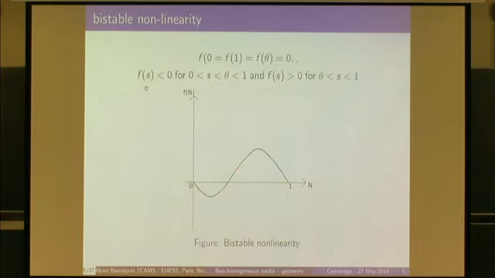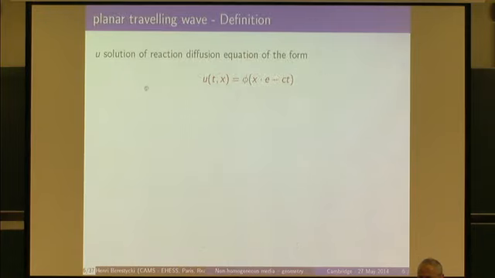Okay, so here is the bistable nonlinearity. I'm going to be interested in solutions which are between 0 and 1. f is negative from 0 to some value theta, I'm calling it theta here, and is positive after that. So theta will always be in between, and this is the nonlinearity I'm going to consider here.